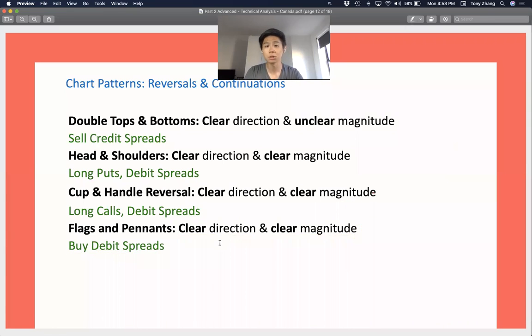So that's just a very quick review. But the point to make is that when you're using these types of chart pattern strategies, just ask yourself, does the chart pattern itself provide me with a clear sense for magnitude? Because if it doesn't, and there are some that do not, make sure you're using the right type of strategy, selling credit spreads rather than buying calls or buying debit spreads.